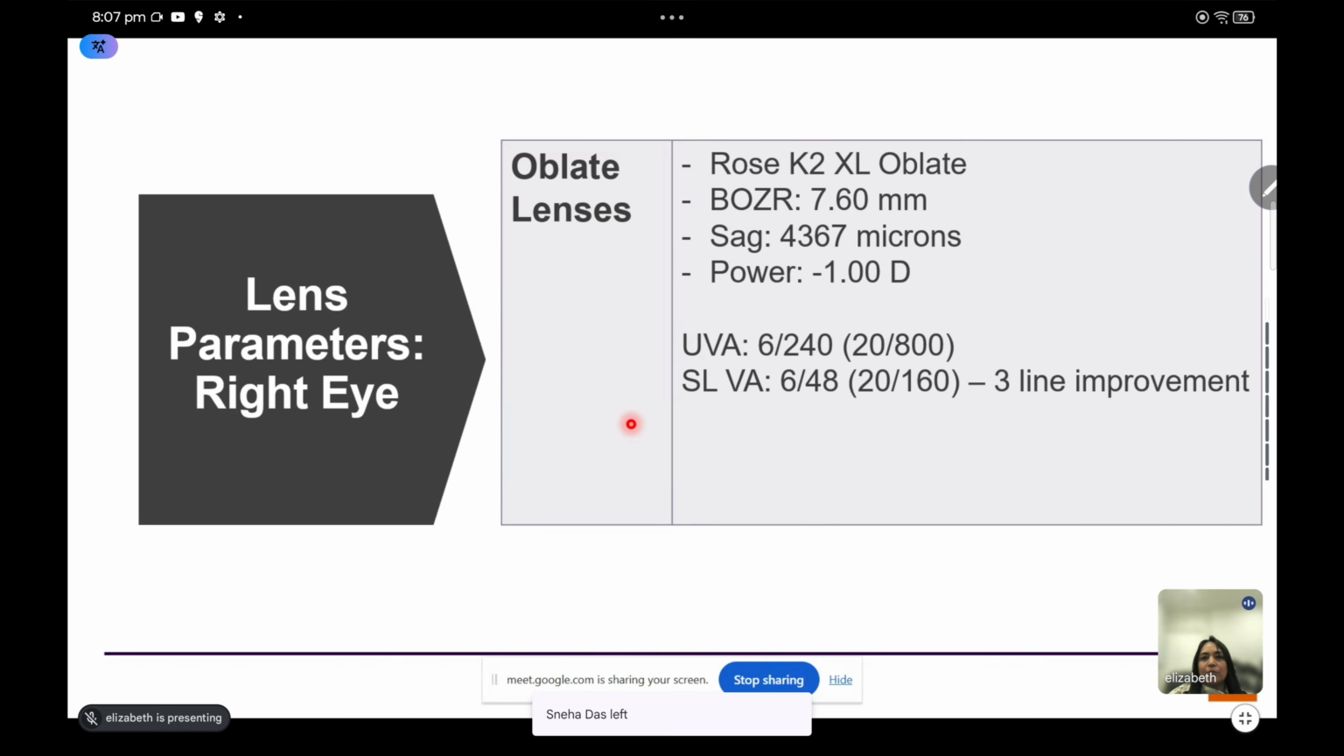That's exactly what the shape of an oblate is. It's flatter at the center and steeper out in the periphery, which is exactly what I wanted. So I thought, okay, let me try to put an oblate lens onto this eye.